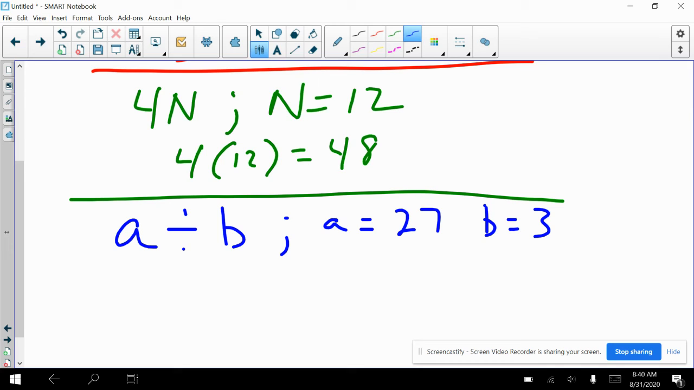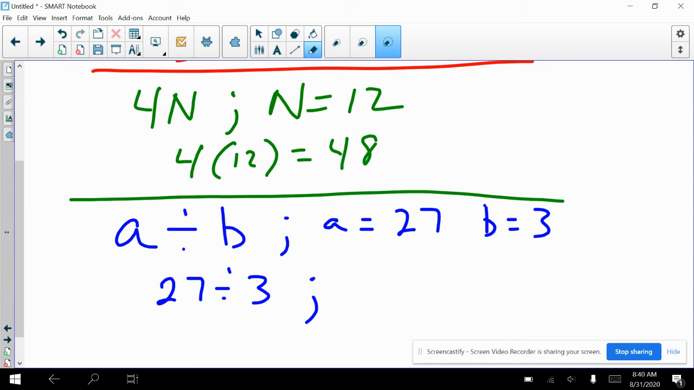Let's see how many of you studied. Grant knows. B is your divisor. Always the second one. Okay, now you got to plug in your numbers. 27 divided by 3 gives us what? That's where you got to know your facts. Tyler? 9. That is correct. Your answer here is 9. That is correct.